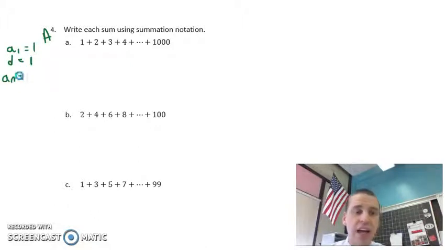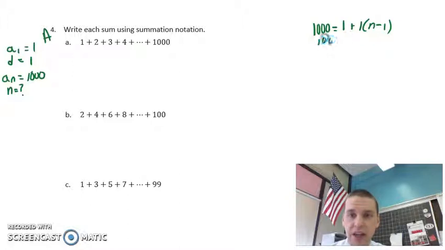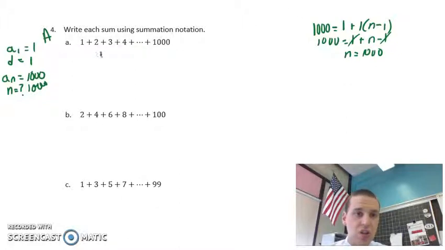And what is our AN? Well, our AN is 1,000, but what is our N value then? We've got to figure that out. If that means you go to the side and do, okay, 1,000 equals 1 plus 1 times N minus 1, and then you're going to get 1,000 equals 1 plus N minus 1. Those cancel, so N equals 1,000. And again, many of you could see that without this, because we're just adding 1, but that's how you would do that. So summation notation starting at 1, ending at 1,000 of N.